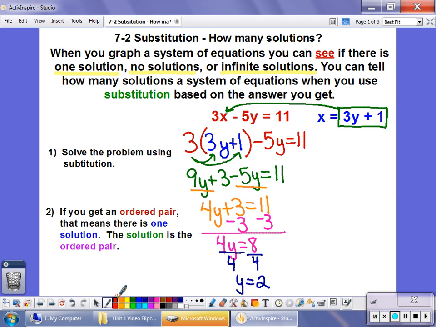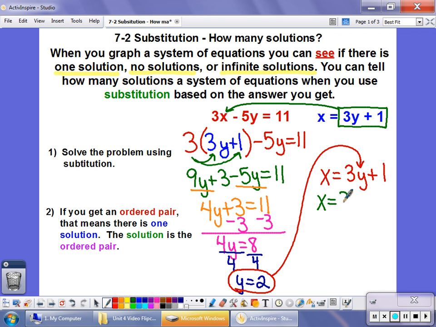Once I know what y equals, I'm going to come back up to my original equations so that I can figure out what my value for x is. And remember, I can take either equation, but I want to take what I know for y now and substitute it in place of the value of y. So instead of x equaling 3 times y, it's going to be 3 times 2. And we know that 3 times 2 is 6, so x equals 6 plus 1, and 6 plus 1 is 7. So, based on what we know about substitution, I know that I have this ordered pair where x is 7 and y is 2.